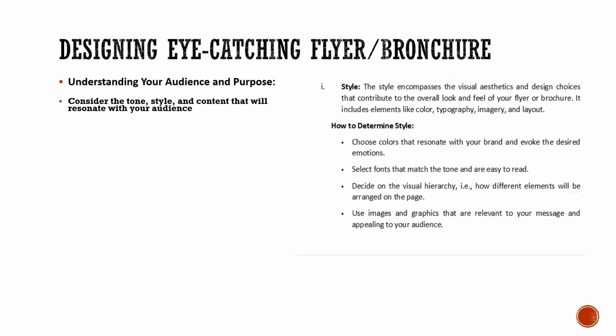And next is that you have to decide on the visual hierarchy, how different things will be arranged on your page. Now, it's not just the fonts. You also need to look at images and diagrams, where to place them on the flyer and how to place them. Those will be given very soon. Then lastly, you have to use images and graphics that are relevant to your message and appealing to your audience. You cannot be talking about clothing and you're putting an image of food or a vehicle. Your image or diagram should go with what you are describing. That's what I'm trying to say.